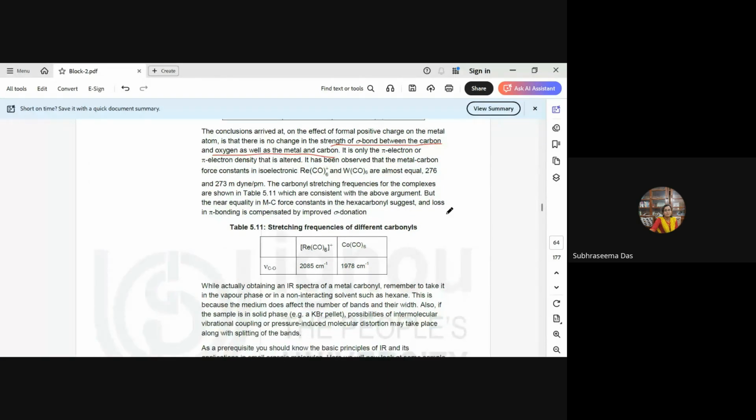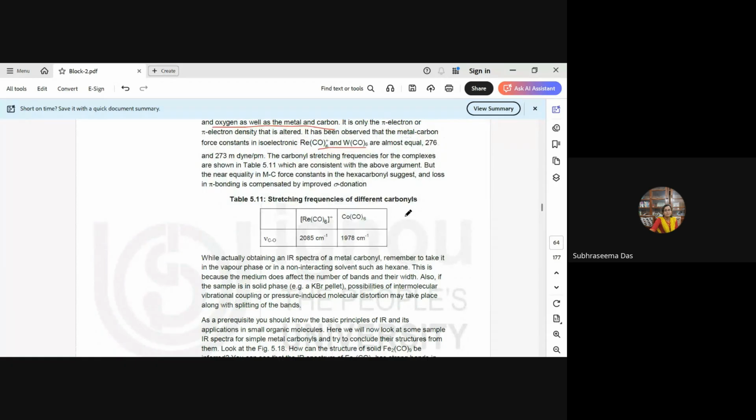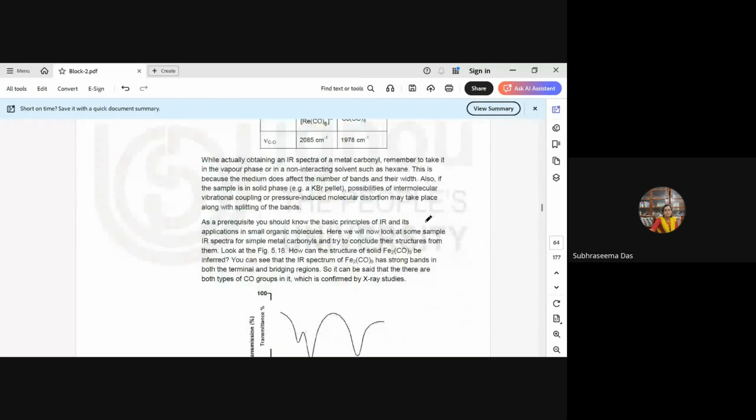So it has been observed that the metal-carbon force constants in isoelectronic complexes are almost equal in these two cases. The carbonyl stretching frequencies for the different complexes have been shown here, but the near equality in the MC force constant is compensated by sigma donation.